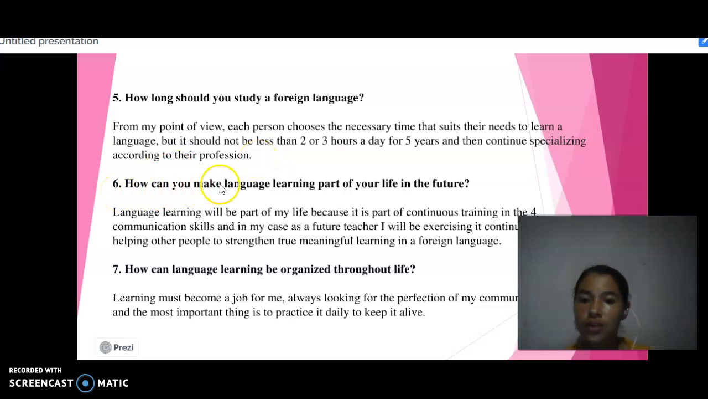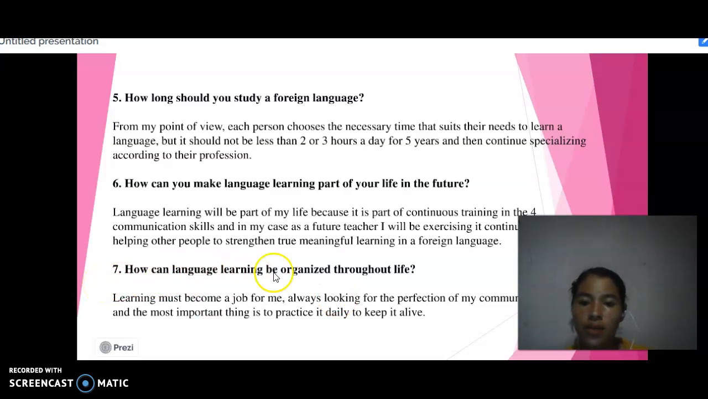6. How can you make language learning part of your life in the future? Language learning will be part of my life because I want to continue training in communication skills and my tasks as a future teacher. I will keep exercising it continuously by helping other people through meaningful learning in a foreign language.